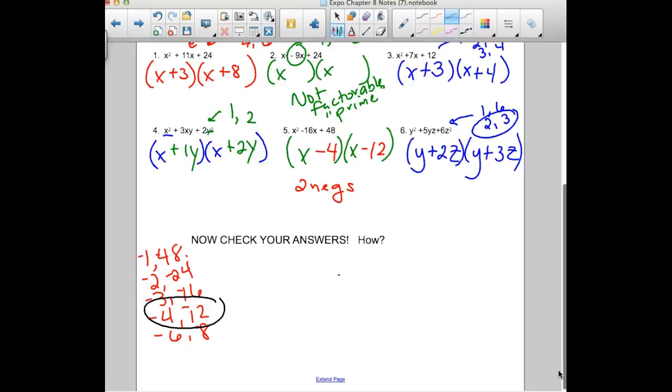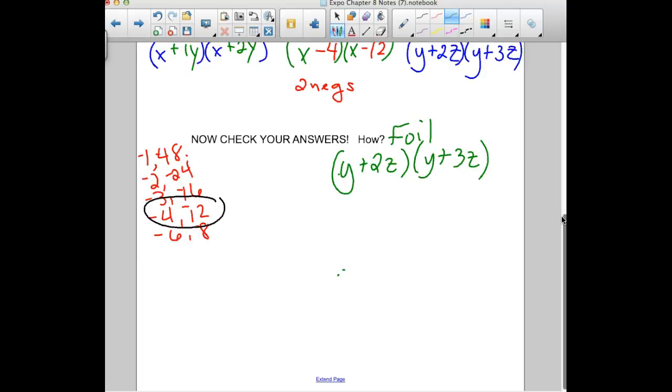Now it says check your answers, and remember we do that by FOILing. So let's just check this last one that we just did. We have y plus 2z times y plus 3z. All right, FOILing it out. We take first times first. So y times y would be y squared.